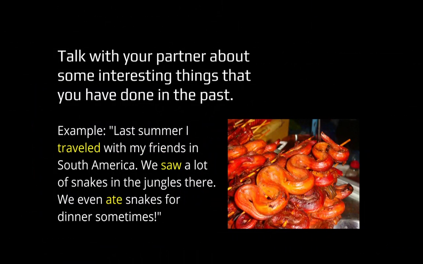So we've already had one writing prompt for this unit. Here's the second one. Talk with your partner about some interesting things that you have done in the past. So we're going to be using the simple past to describe our experiences. Here's an example. Last summer I traveled with my friends in South America. We saw a lot of snakes in the jungle there. We even ate snakes for dinner sometimes. You can see here the verb tense: traveled, saw, ate. We're using the simple past. Those verbs are highlighted there in yellow.